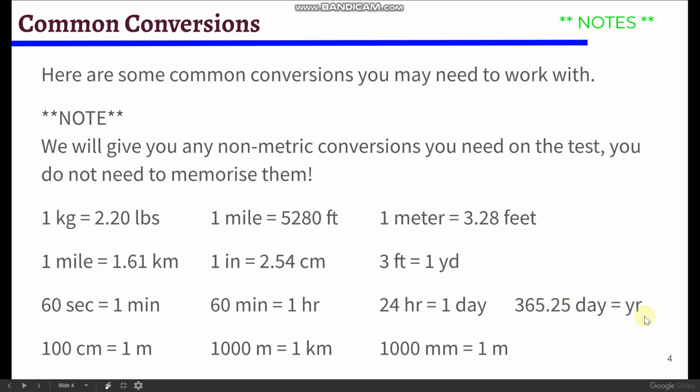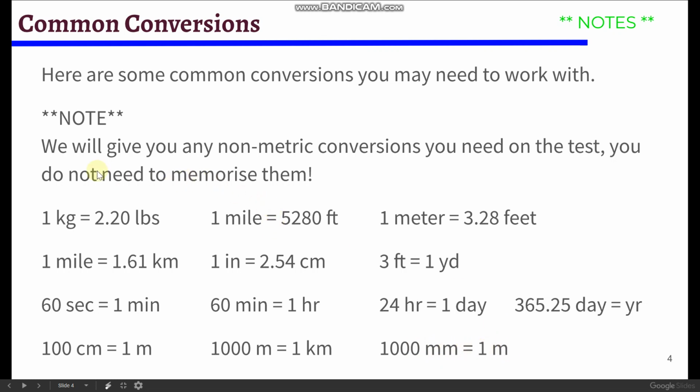365.25 days in a year. So remember, the 0.25 is because every fourth year we have a leap year, right? So there's 29 days in February instead of 28. 100 centimeters equals 1 meter. 1,000 meters equals 1 kilometer. 1,000 millimeters equals 1 meter.